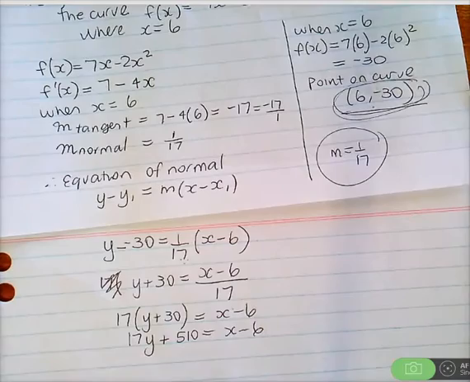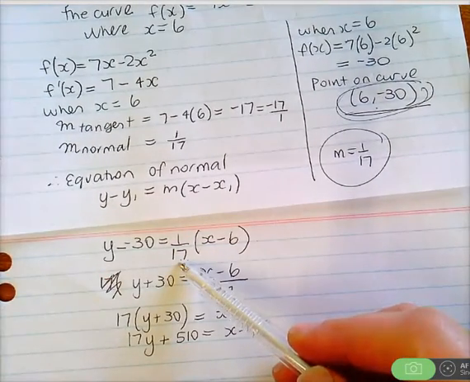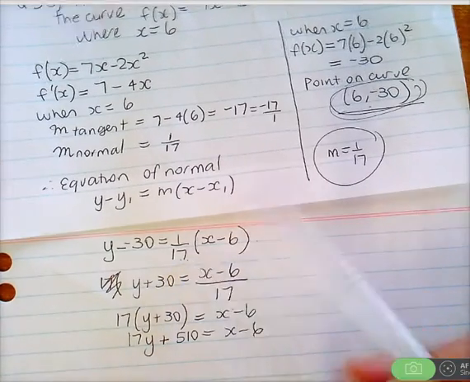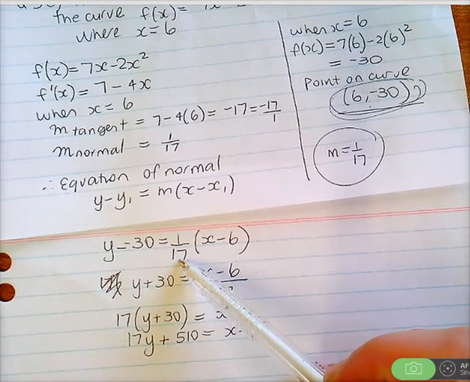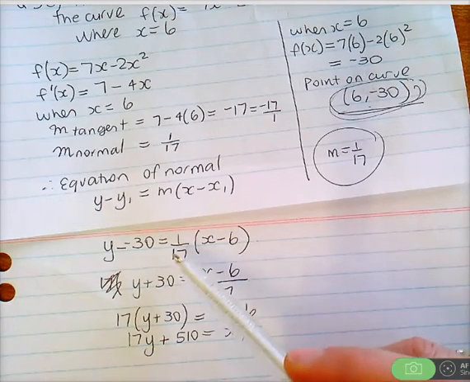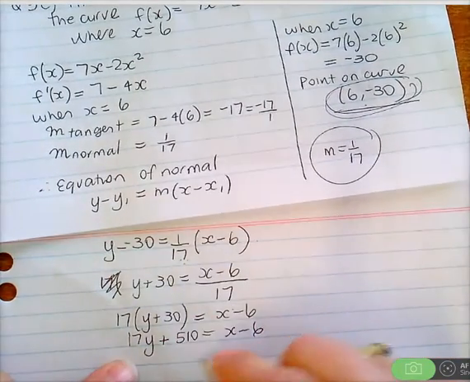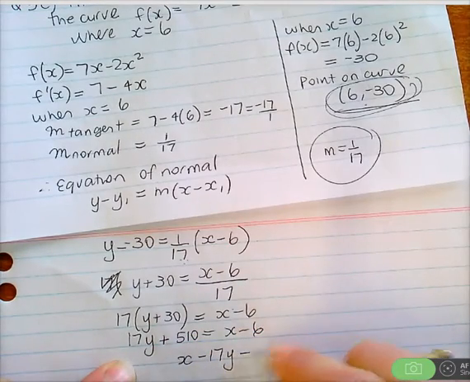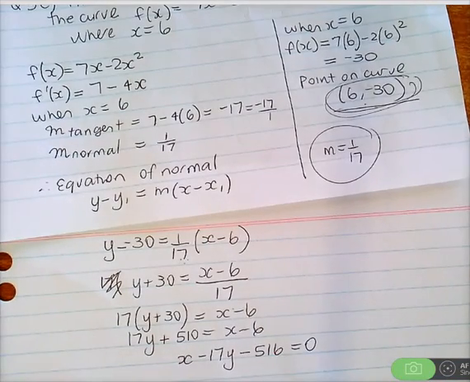Now, whenever you've got a fraction here, go for the general form, ax plus by plus c equals 0. If you don't have a fraction here, it's fine to put it into y equals mx plus b form, unless they're asking for general form. Okay, but whenever you've got a fraction here, it's best to put it into general form. Keeping the x positive, you get x minus 17y minus 516 equals 0. So that's the equation of the normal, okay?